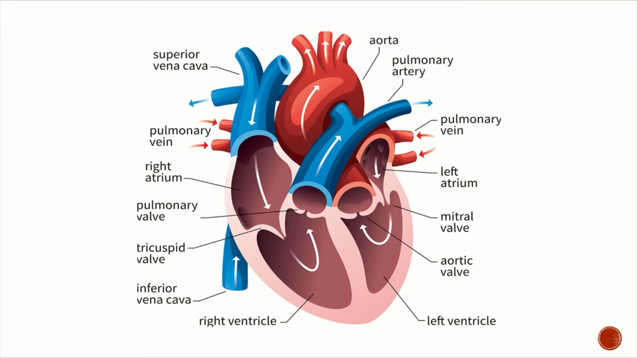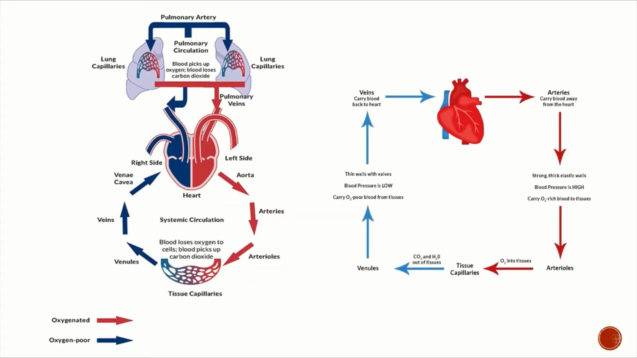We have the heart as the main organ with its two atriums and two ventricles. This is basically how it works. We have arteries taking oxygenated blood and veins taking unoxygenated blood back to the heart. This is the whole cycle.